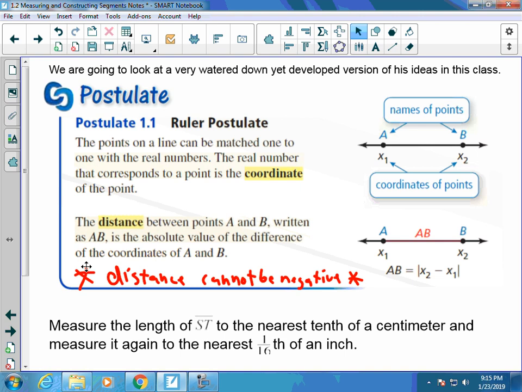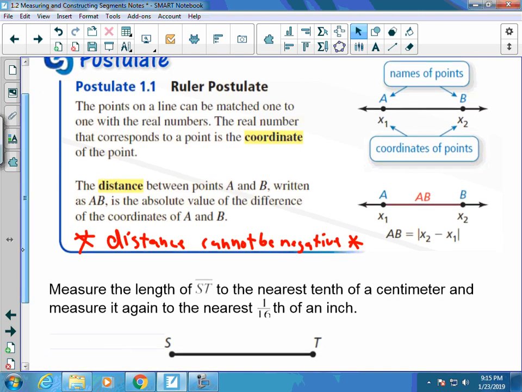Okay. So if we want to figure out the distance between 2 points, we actually have to look at the absolute value of the difference of the coordinates. Okay.